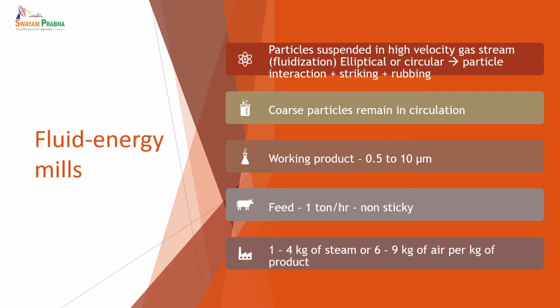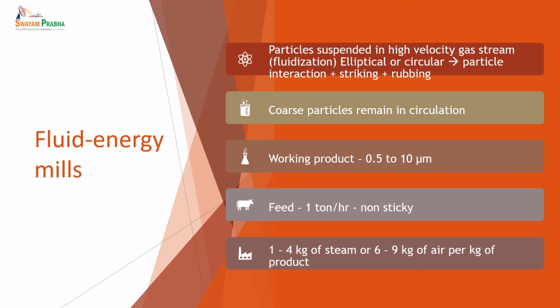Fluid energy mills. After covering impact mills and attrition mills, now moving to the fluid energy mills. In this mill, the particles are suspended in a high velocity gas stream that fluidizes them, in an elliptical or circular motion along the path. Particles interact with each other, striking each other, and they have a rubbing motion with each other.